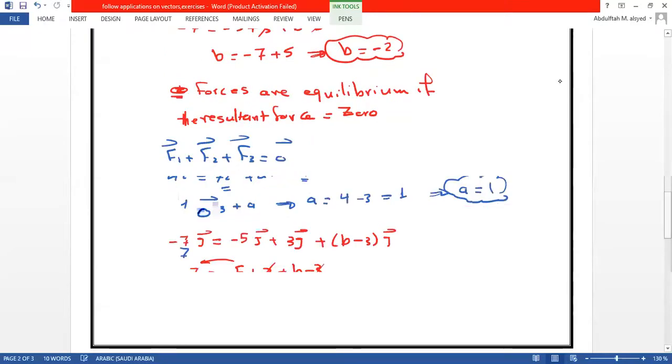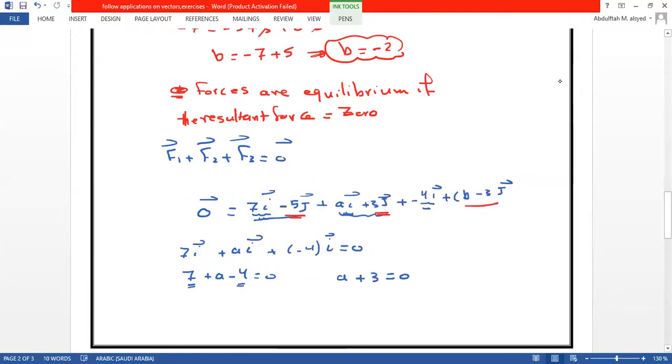Components: 7i plus Ai plus negative 4i, all of them equal to 0. So 7 plus A minus 4 equals 0. So A plus 3 equals 0, because 7 minus 4 is 3. Moving 3 to the other side with the negative sign, A equals negative 3.